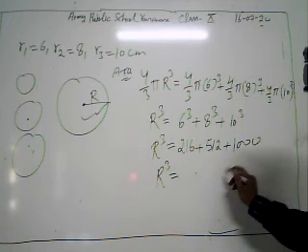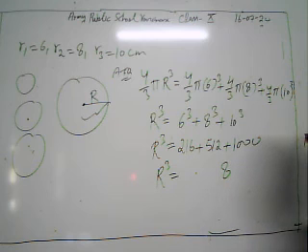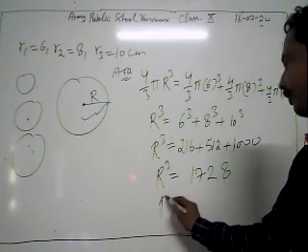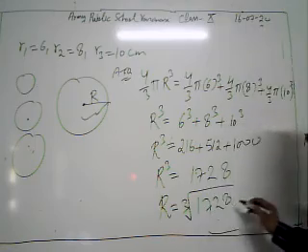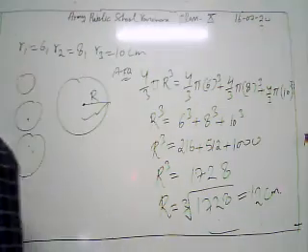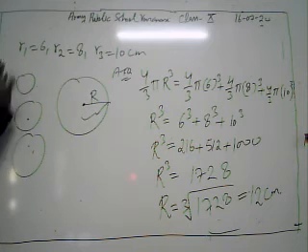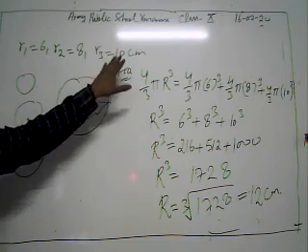The sum is 216 plus 512 plus 1000, which is 1728. Now what is the value of r? It is the cube root of 1728, and the cube root of 1728 is 12 centimeter. Look, I am going to revise again. What is given there? We have three metallic spheres having radius 6 centimeter, 8 centimeter, and 10 centimeter.